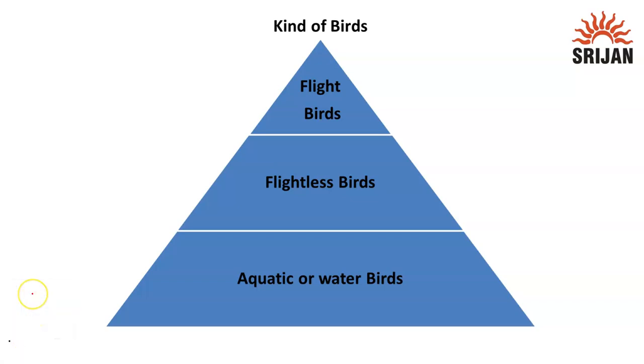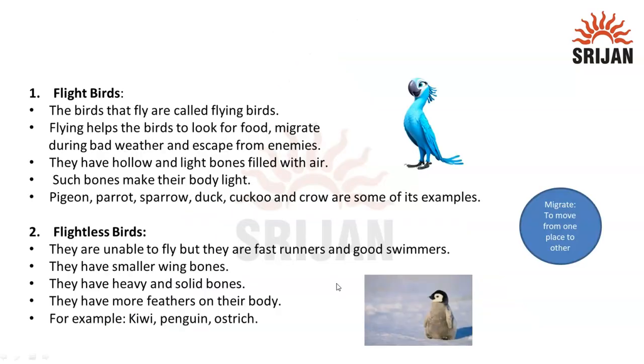Just like humans, different birds have different qualities, and based on these qualities, there are three kinds of birds which are completely described by this pyramid. Number one is the flight birds, number two is the flightless birds, and the last one is the aquatic or water birds. Now let's talk about them one by one.